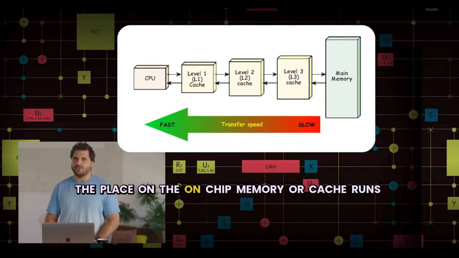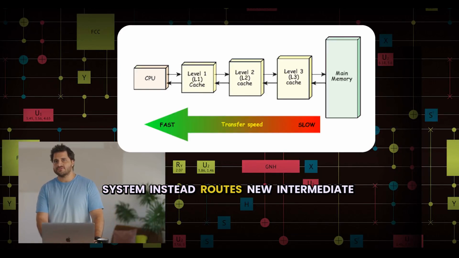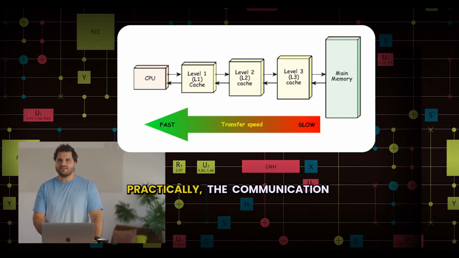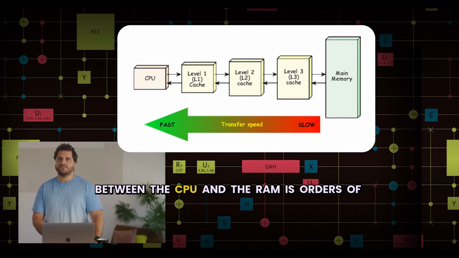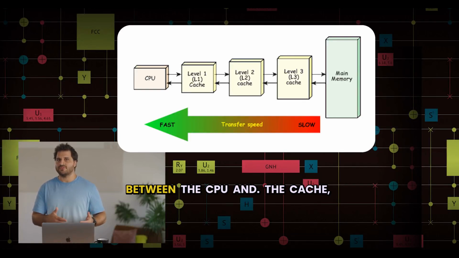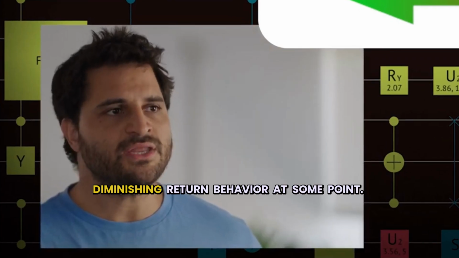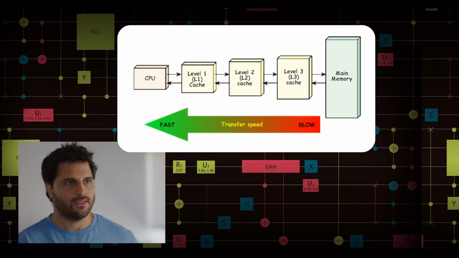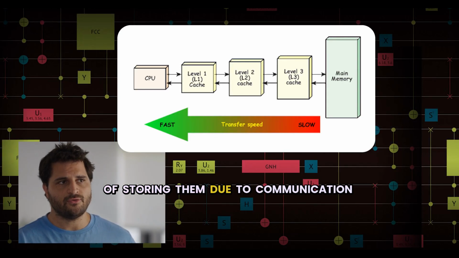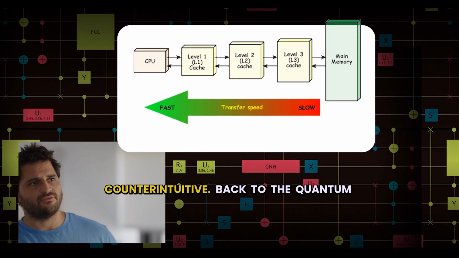The place on the on-chip memory, or cache, runs out, and the operating system instead routes new intermediate results to the random access memory, or RAM. Practically, the communication between the CPU and the RAM is orders of magnitude slower than the communication between the CPU and the cache. So we expect the storage operations to exhibit a diminishing return behavior at some point. Then we prefer to repeat calculations instead of storing them due to communication overheads, a choice some might find counterintuitive.